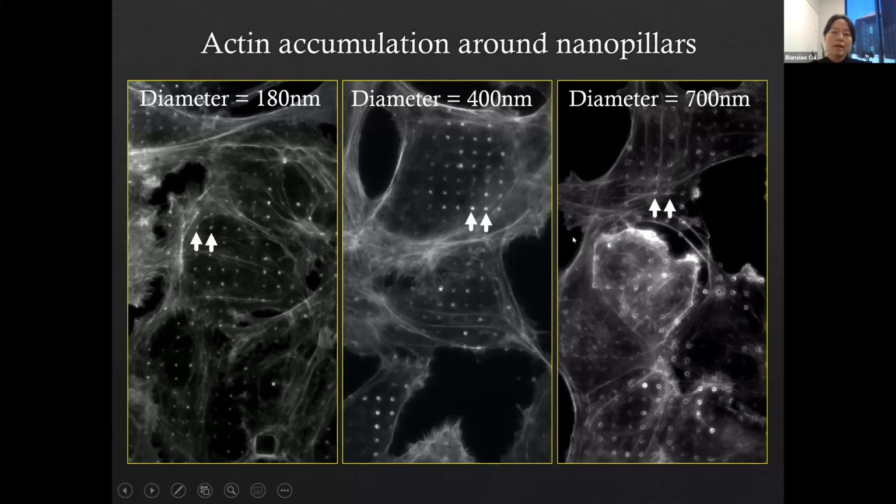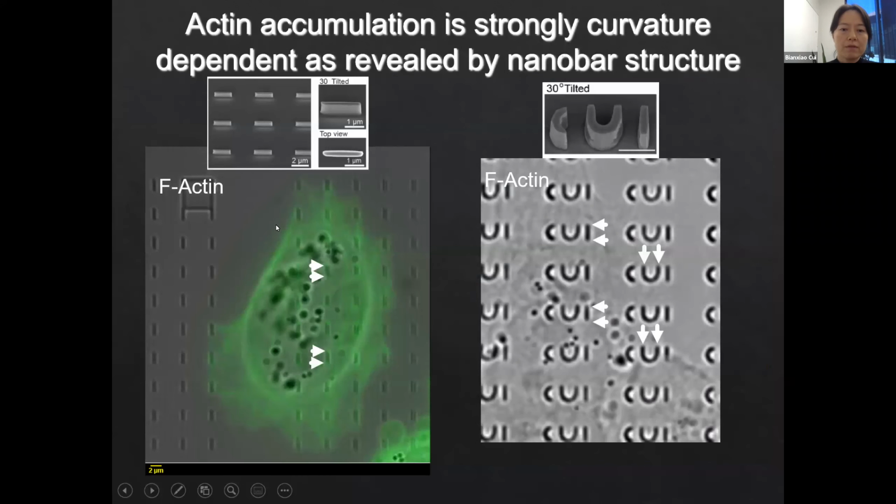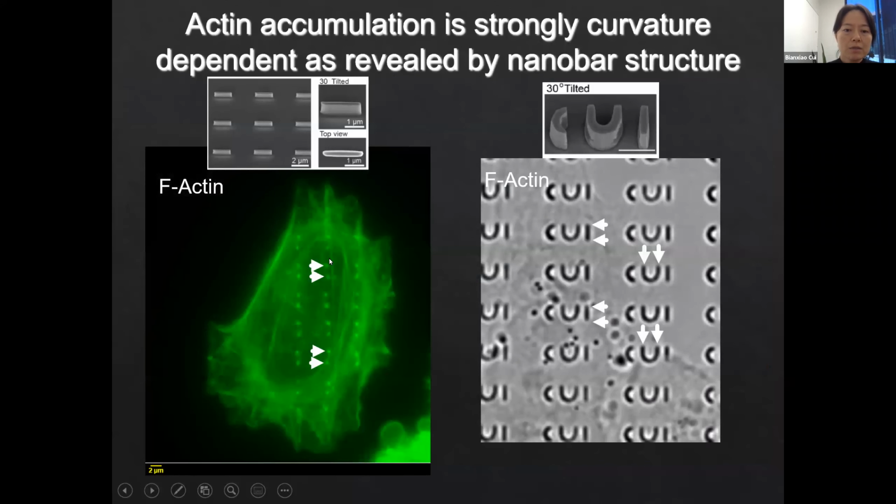So we decided to look at whether this actin accumulation is dependent on the membrane curvature. If you look at the nanobars, again, this is a cell growing on the nanobars. If you do the actin staining, you see the actin staining still shows those stress fibers, fiber-like structures, but on nanobars, again, the actin is on the two ends of the nanobars, not wrapping around the entire nanobar structure.